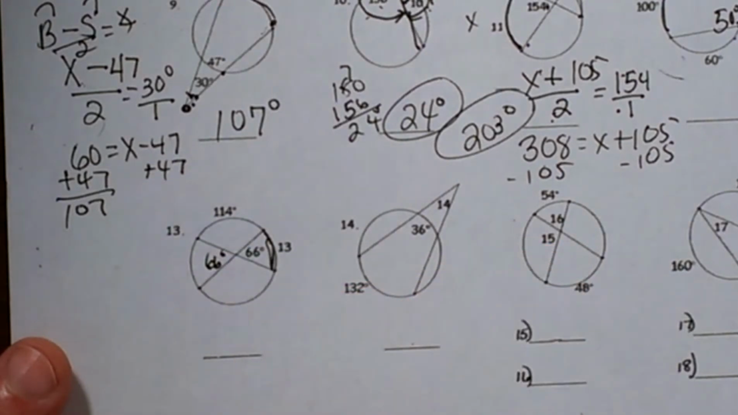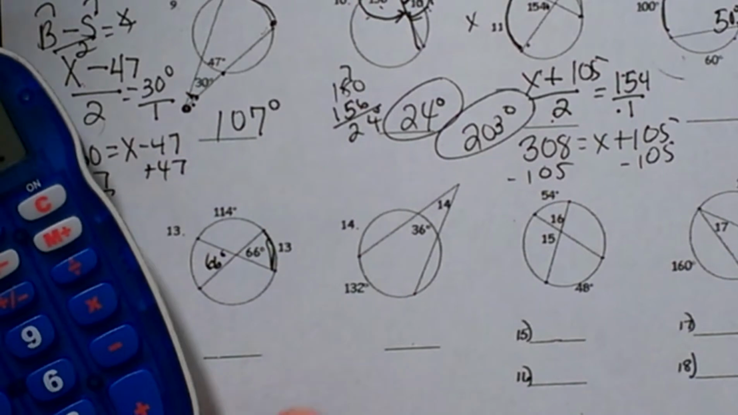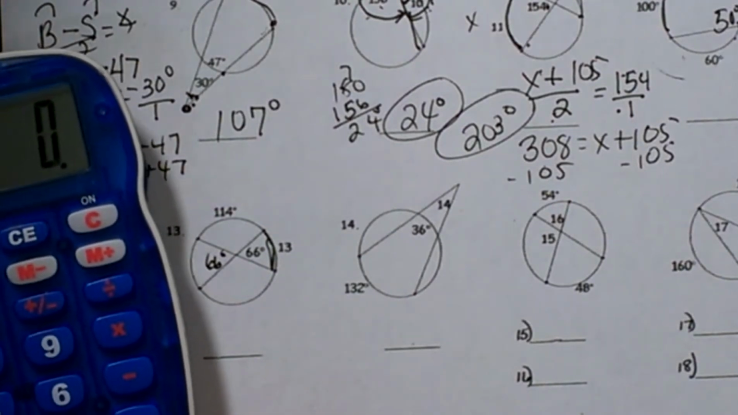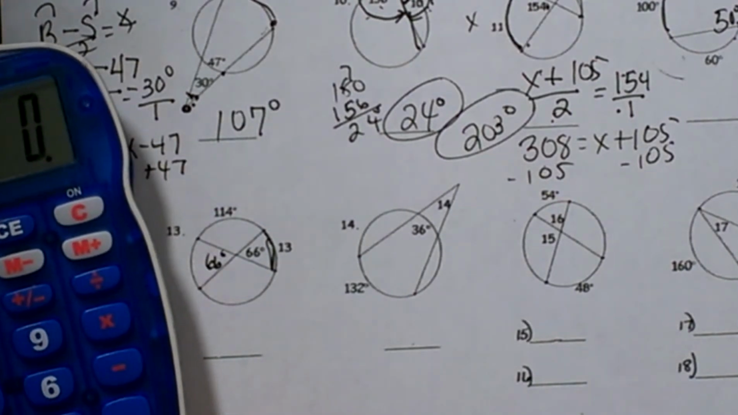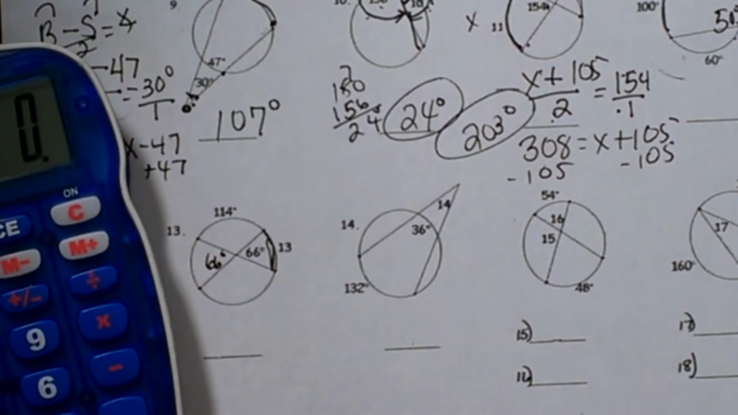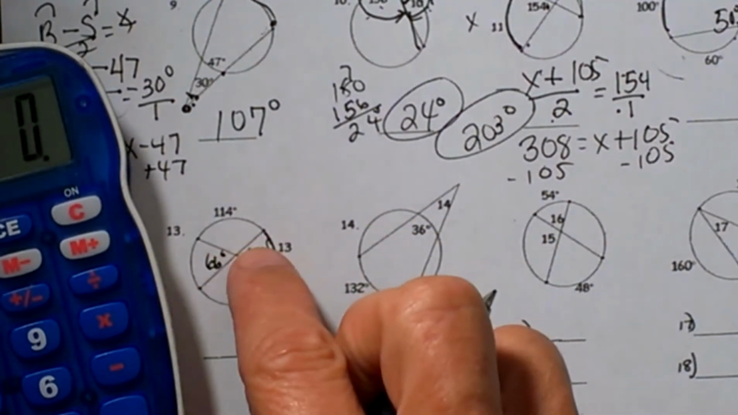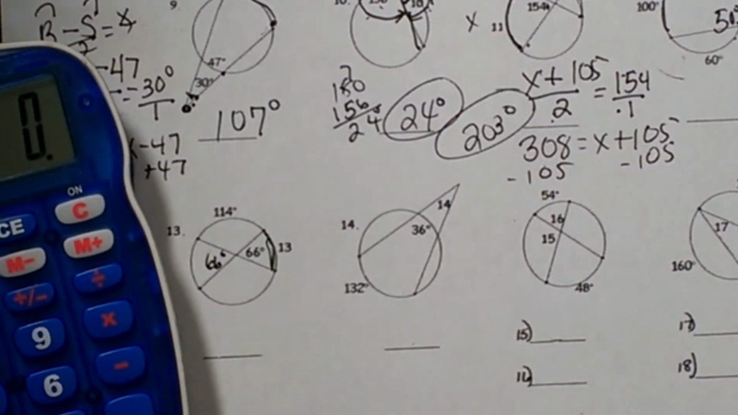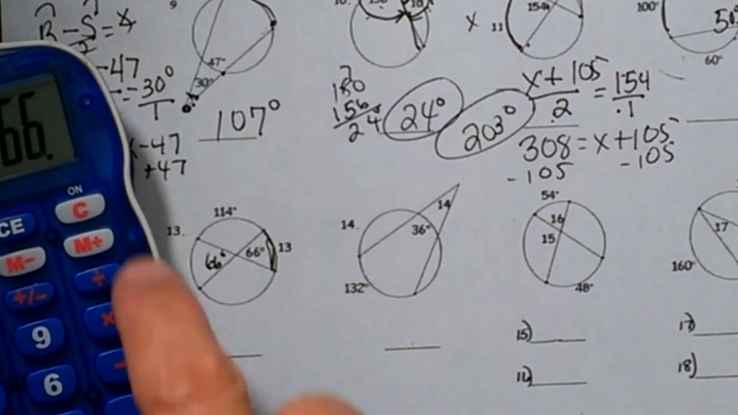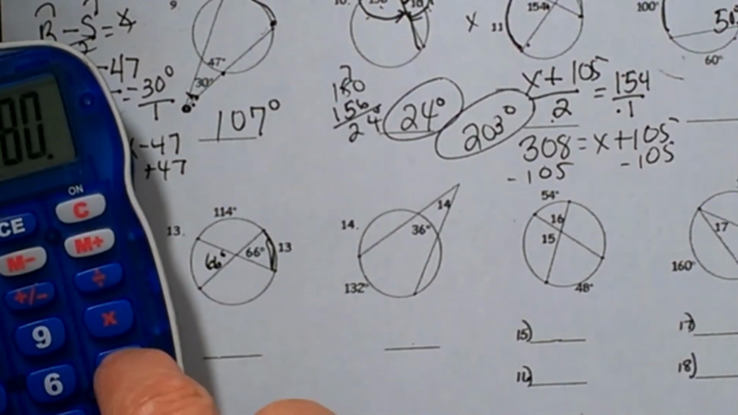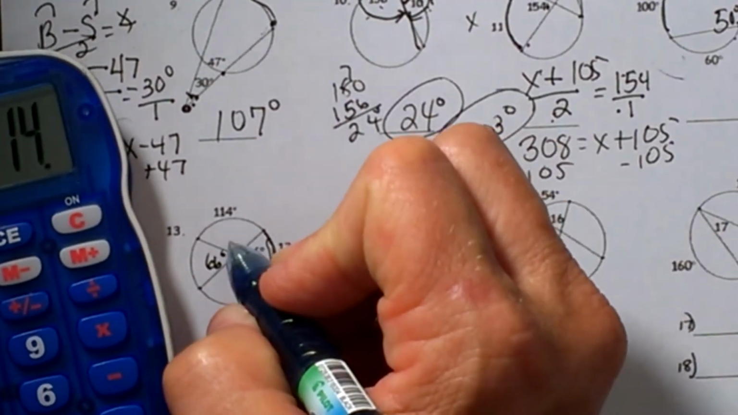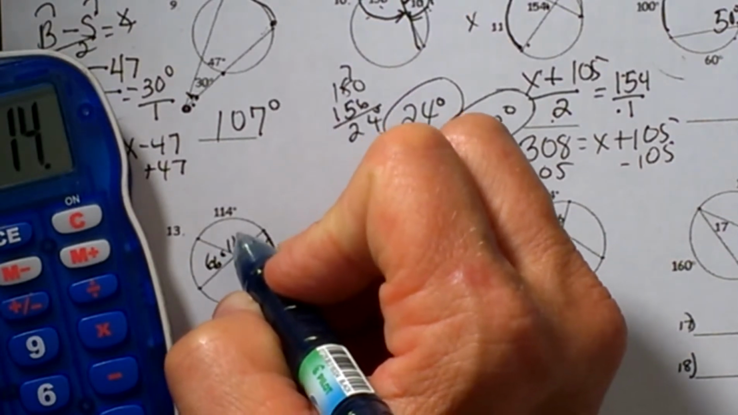let's see. We don't know if it's a diameter. Do we have enough information here? I think we can probably figure it out. Let's try to do this. I don't know if we do have enough information. Okay, we know that 66 and the angle next to it are a linear pair. So let's take 180 minus 66. So this one is 114.